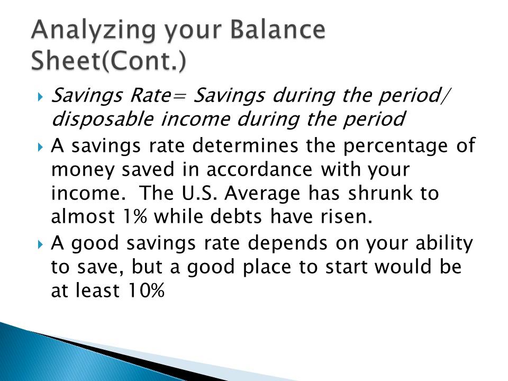The last equation that we're going to look at right now is the savings rate, which is your savings during a period divided by your disposable income during that period. The savings rate determines the percentage of money saved in accordance with your income, or the amount of money you have available to spend or save.